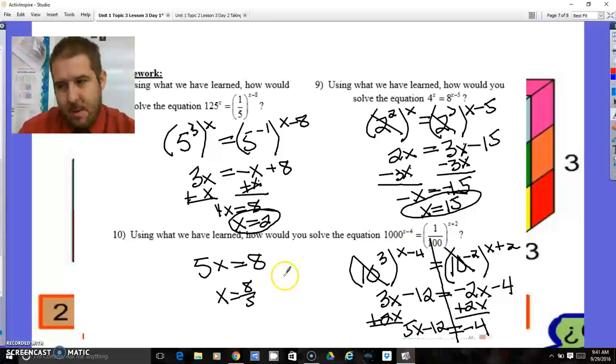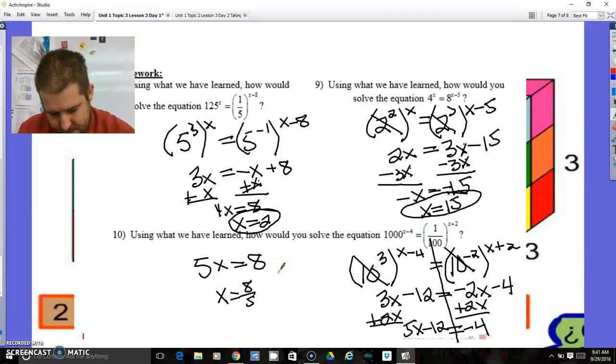And I don't have a calculator on me, so whatever that is. Oh, yes, I do. Here we go. 8 divided by 5 is 1 6/10. All right, that wasn't too bad.